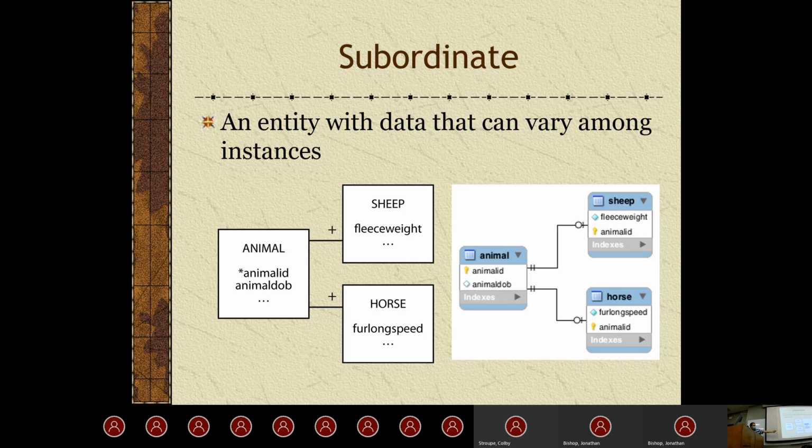So we want to know the fleece weight for the sheep, but we don't want to know the fleece weight for the horse. So for the horse, we want to know furlong speed. What is furlong speed? Does anyone know? I'm assuming it's the speed of the horse. I don't know exactly either. But certainly, knowing how fast the horse goes is very important.